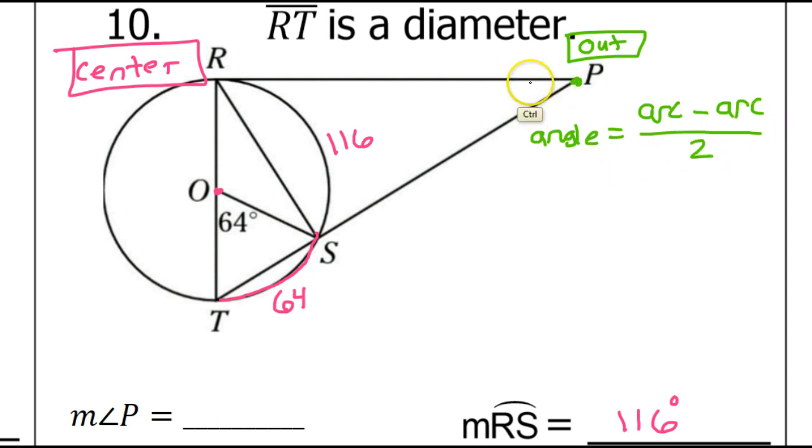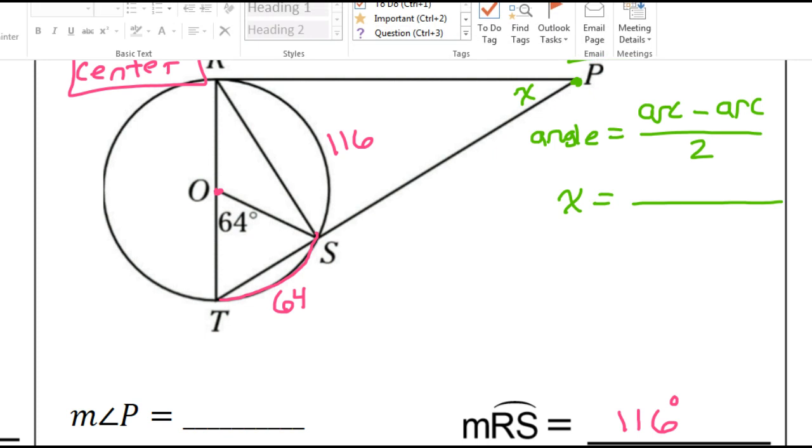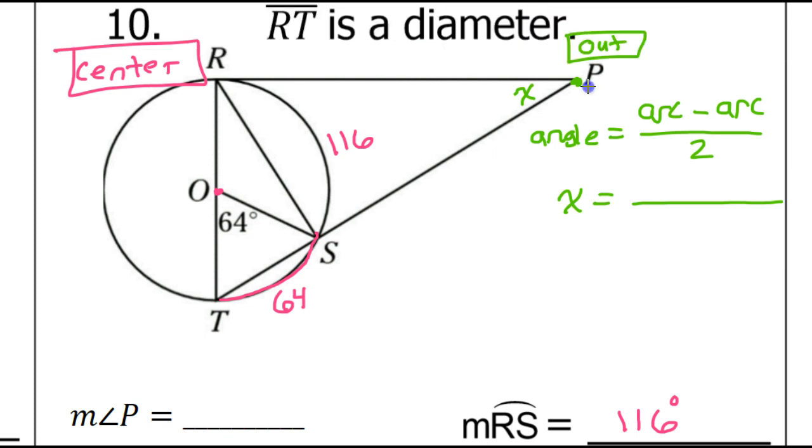I'm looking for the angle, so I can just call that x. So x is equal to. Now, I really need the big arc minus the small arc. So what are these arcs? Let me see if I can make this really clear to you. Maybe if I color this angle. So angle P goes like this.